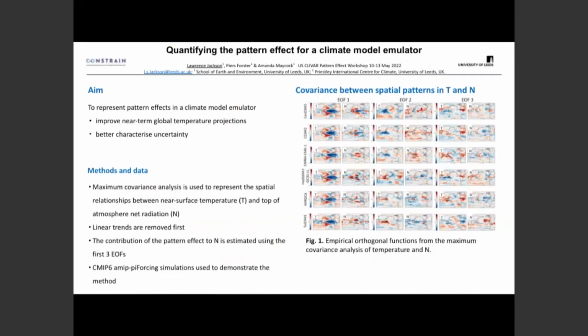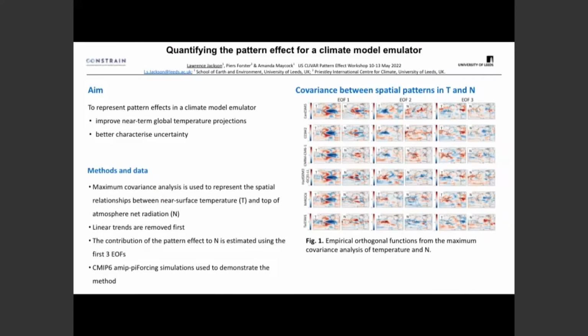Hello, I'm Lawrence Jackson from the University of Leeds. I work as a postdoc with Piers Forster. My interest in the pattern effect focuses on its impact on near-term temperature projections. And the specific aim of the project I'm on is to try and develop a simple method for modeling or representing the pattern effect, simple enough that it could be incorporated into a climate model emulator.